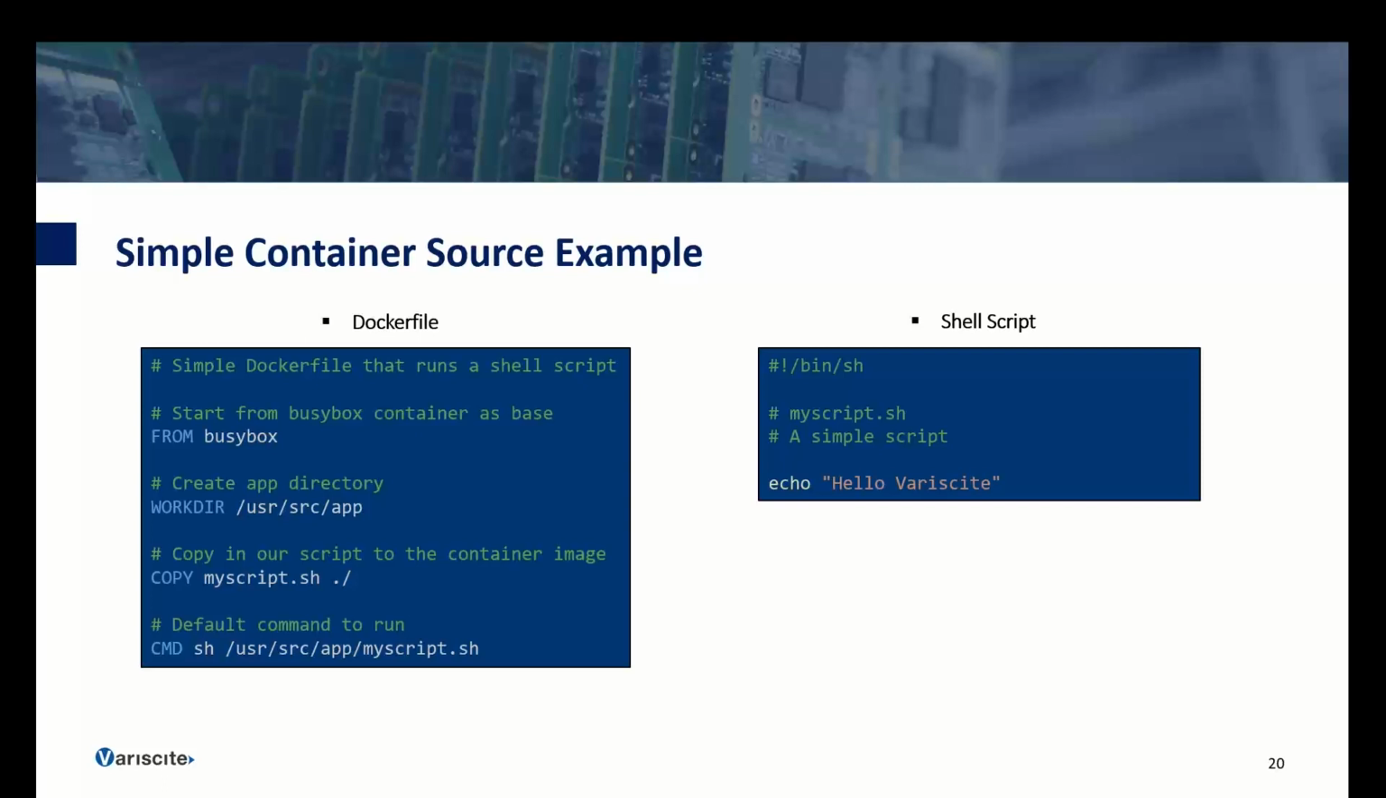On the left we have our Dockerfile. We start off from Busybox, so that says this is our starting point. Start from a Busybox container and build on top of it. We then set a work directory within the container, and we copy our script into the container. Finally, we set a command that's going to run when the container runs. And you can see on the right, our simple script that's being copied in just says, hello, Variscite.